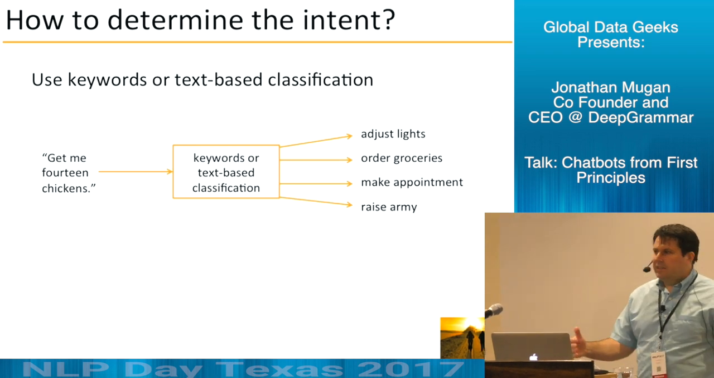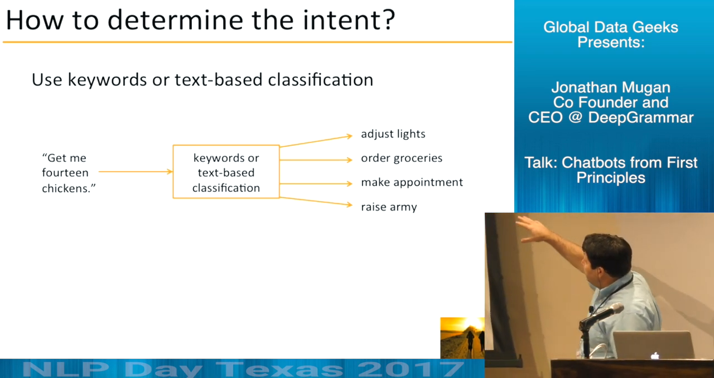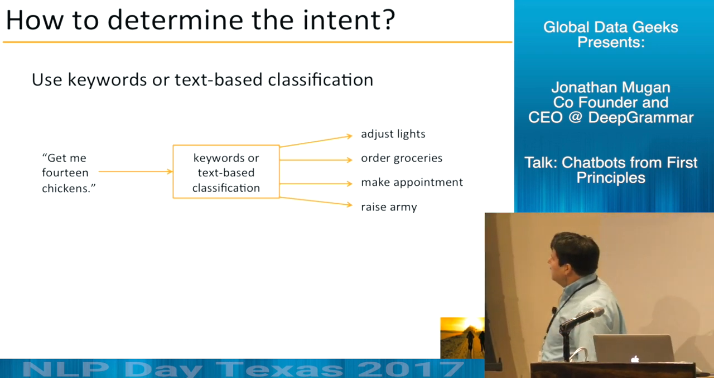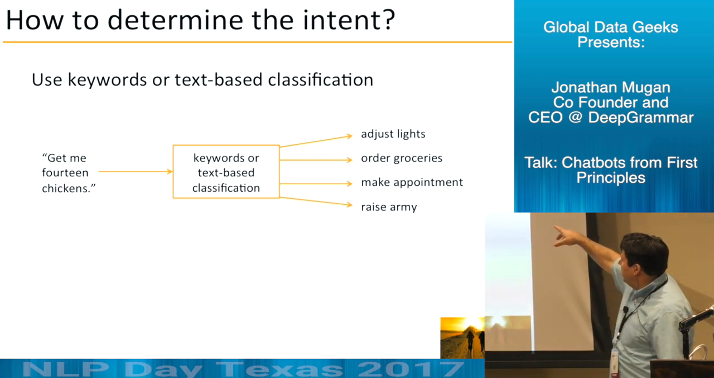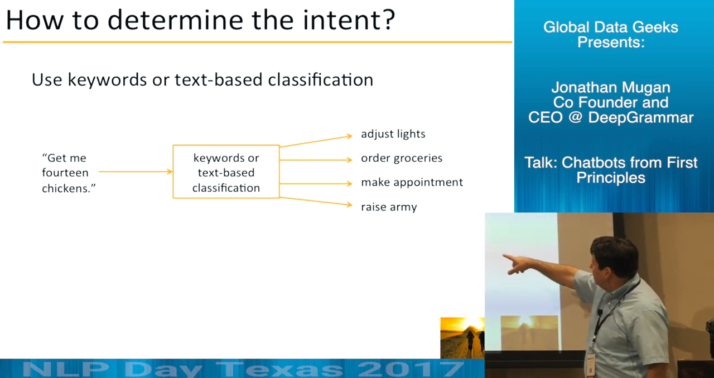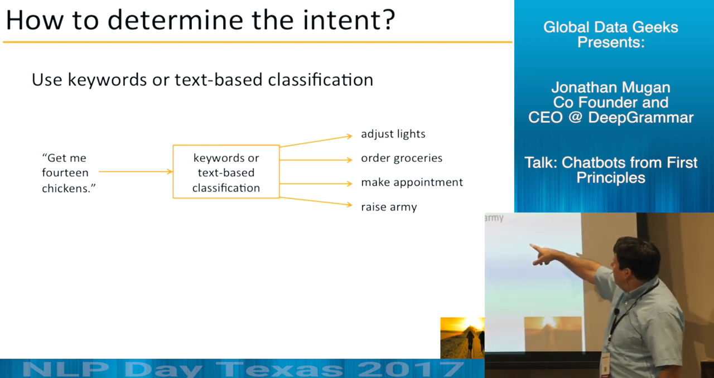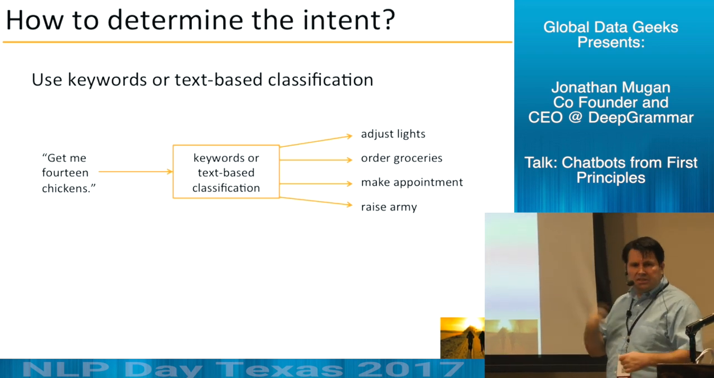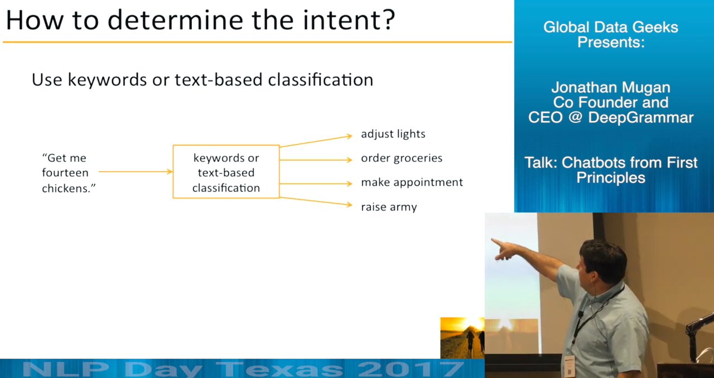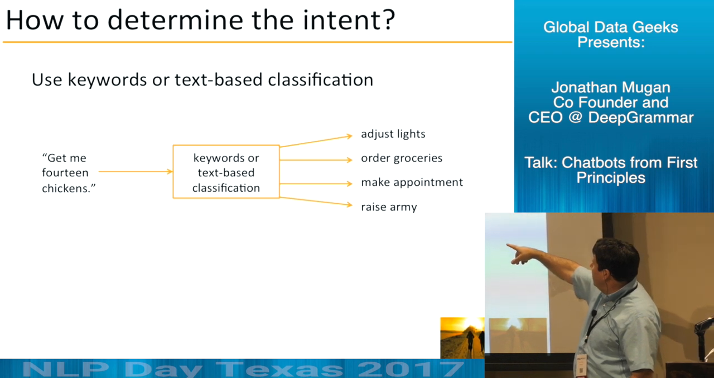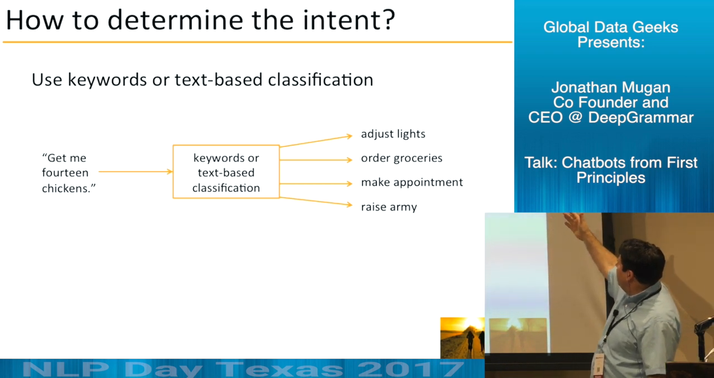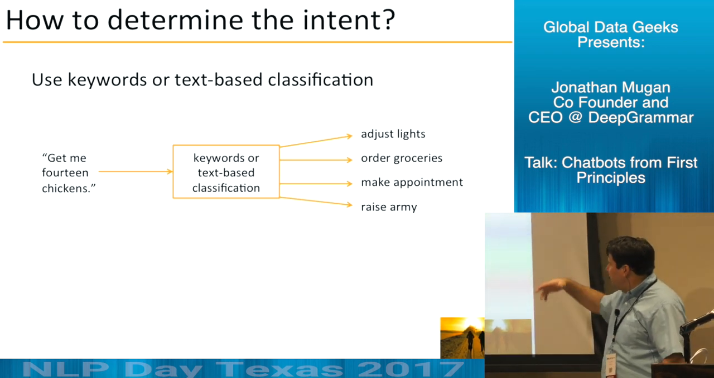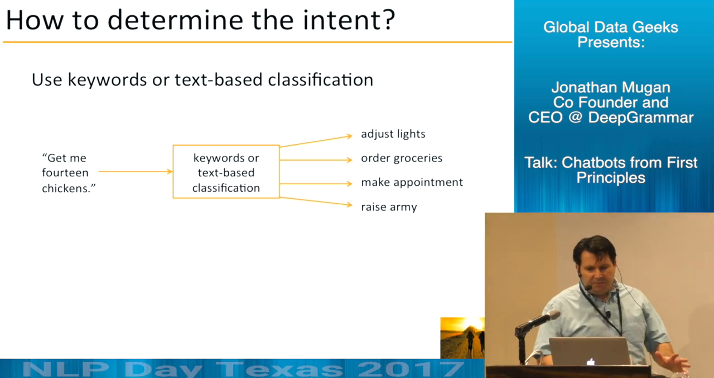So the first thing, figure out the intent. There are two basic ways to do this. You can use keywords, or you can use text-based classification. Text-based classification is just machine learning with a multi-output. So you get me 14 chickens, and then you run it through your classifier. Of course, you have to have a lot of labeled data for text classification. For keywords, you don't need labeled data. You've just got to come up with good keywords. The agent may say, okay, you want to adjust the lights, order groceries, make an appointment, raise an army. You have to come up with these things with a lot of training data or your keywords. So that's the first step.